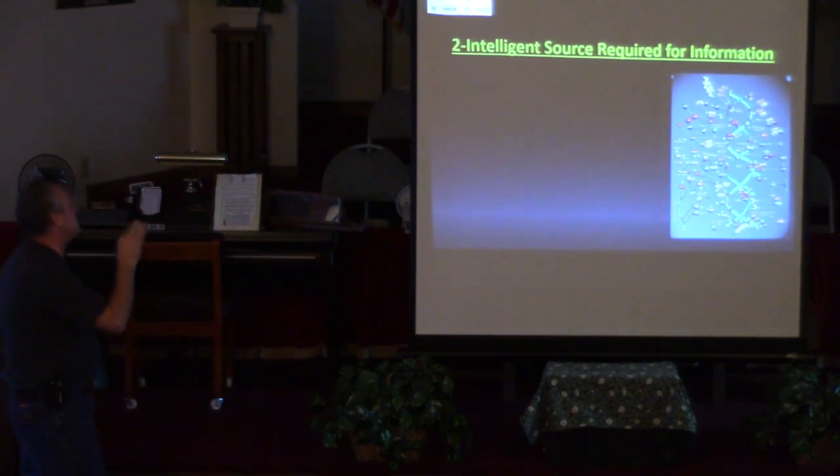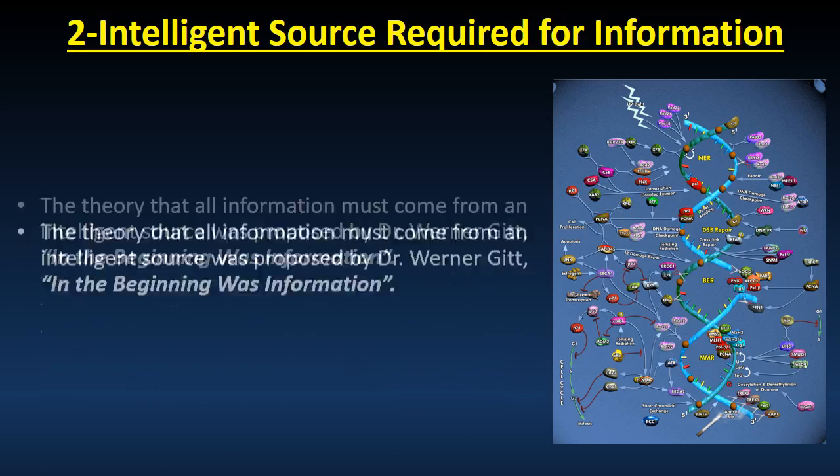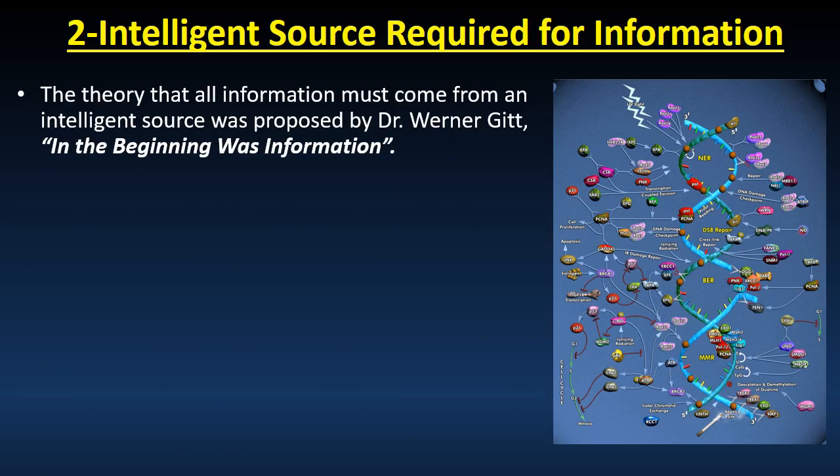So let's move on, and this is the second part, intelligent source requirement for information. So basically, this is a theory, I agree with it, that all information must come from an intelligent source, and this was first proposed by, or at least, I don't know if he was the first to propose it, but he was the first one to get credit for it. Dr. Werner Gitt, in his book, In the Beginning Was Information.